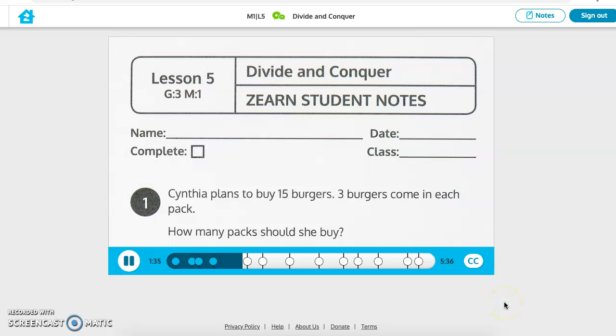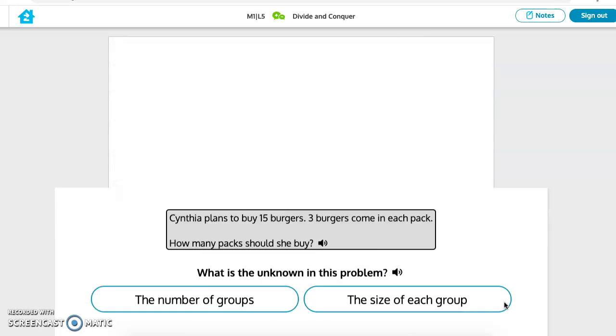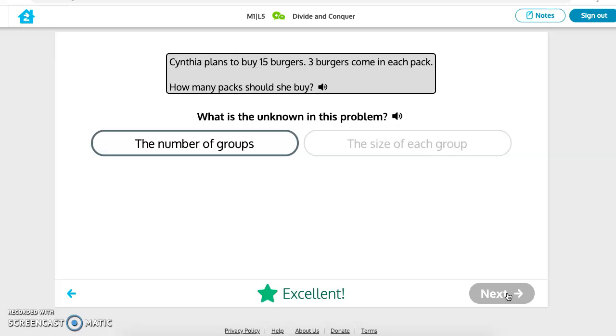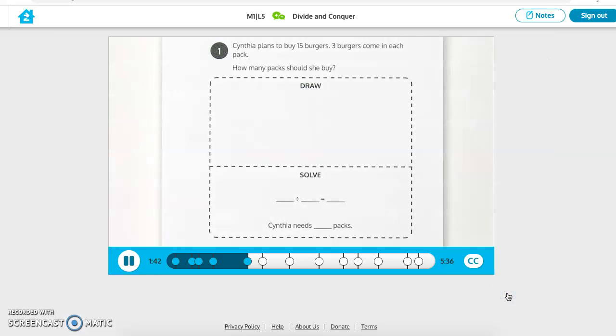Is the unknown in this problem the number of groups or the size of each group? What is the unknown in this problem? We don't know the number of groups or packs. That's right. Let's draw to find out how many packs Cynthia needs. First, draw one group to represent one pack of burgers. Use a circle to represent each burger.